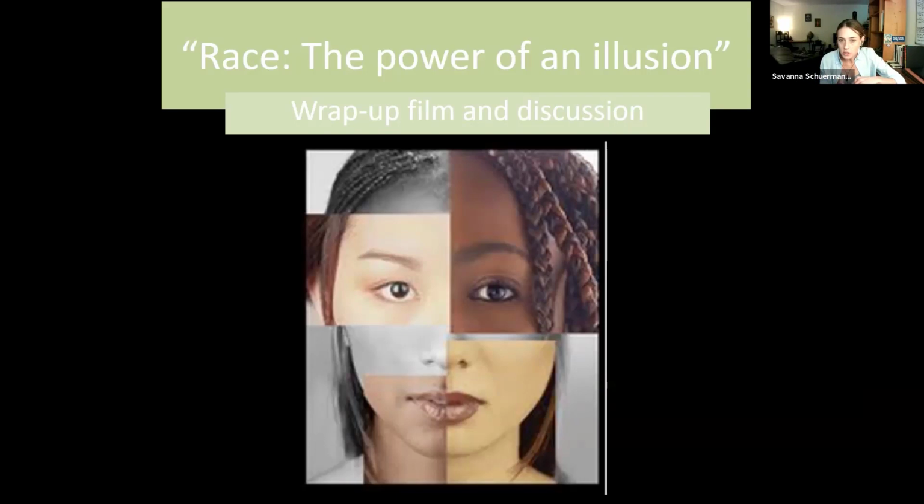And so you watched this film since we last met, Race: The Power of an Illusion. We watched the first part, The Difference Between Us. And so we're going to talk about race today. There are a lot of different ways we could talk about race, and today we're going to be talking about it from an anthropological perspective. Namely, looking at it as a way to describe, or rather not describe, human variation.